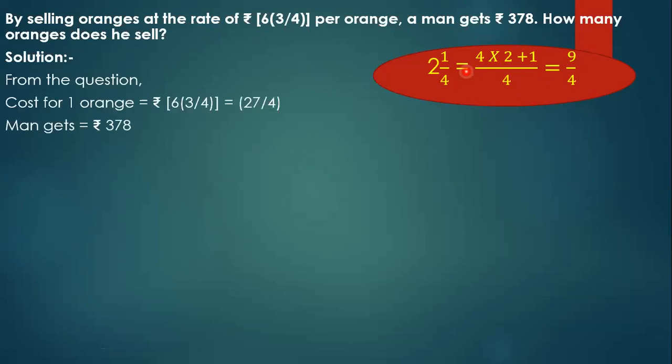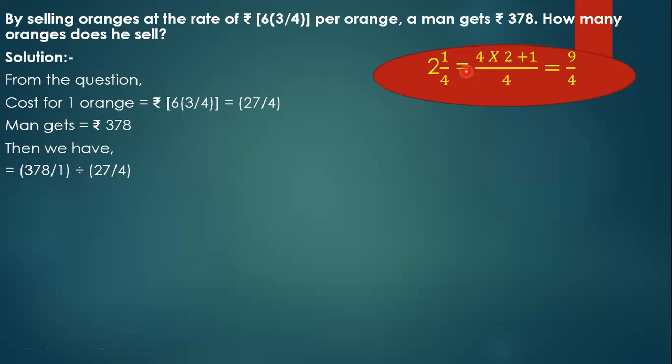Okay. Now for one orange, the cost is this. Okay, I guess I've done the conversion not properly. Okay, the thing was 6 3 by 4. 4 multiplied by 6 gives us 24. 24 plus 3 gives us 27. Alright. Now 27 by 4. The man gets a total of rupees 378. Cost of one orange is 27 by 4 rupees and total he is getting rupees 378. We have to find out how many oranges did he sell.